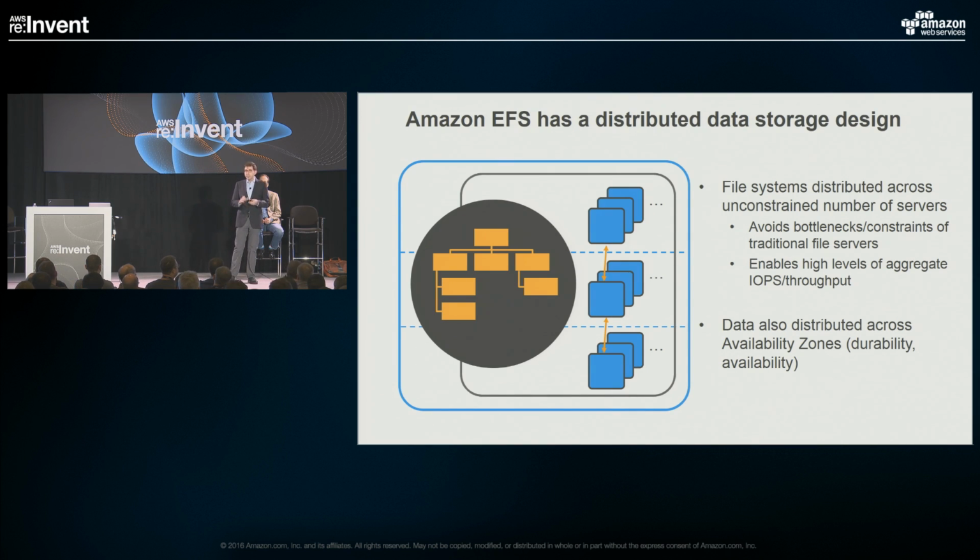With EFS, as I mentioned earlier, data is also distributed across availability zones. And that's important for durability and availability. So when you do a write operation on EFS and you get the acknowledgement back that the write operation has completed, you can rest assured that the data has been written across multiple AZs. That happens before you get the acknowledgement back.